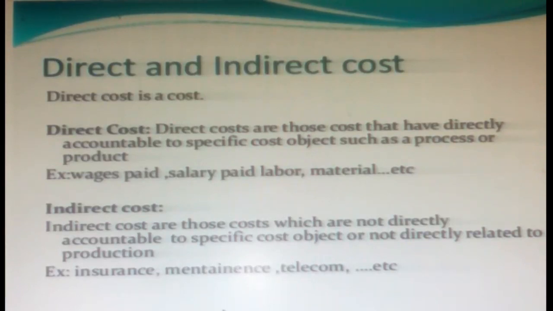Like insurance, any machinery you have to take insurance, then any communication purpose, telephone expenses like that. This indirect cost is salary. So also indirect cost. Sometimes wages is direct cost, correct? That is very, very, very important.